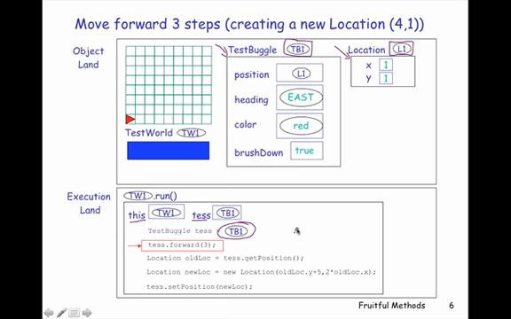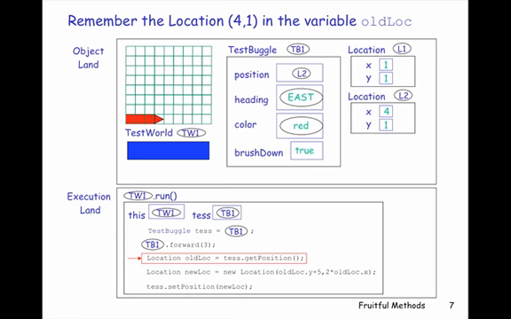Okay, the next thing we're going to do is ask test to go forward by 3. So we have to evaluate test. The value of test is TB1. And then when we ask test to go forward by 3, voila, she moves forward by 3 units, ends up over here. And in object land, it turns out she has now gone to a new position. She's gone to a position 4-1.